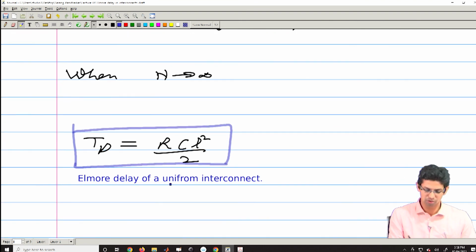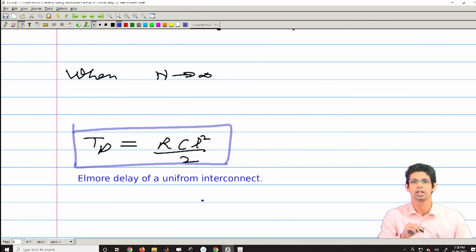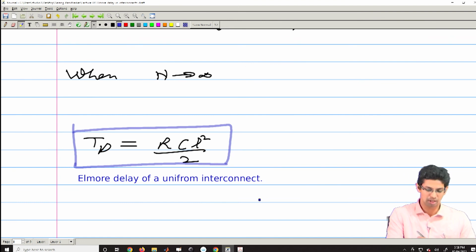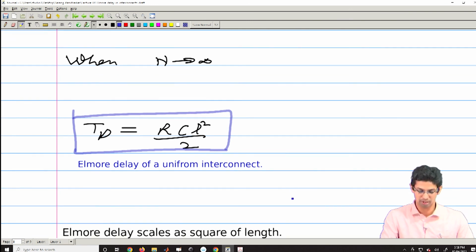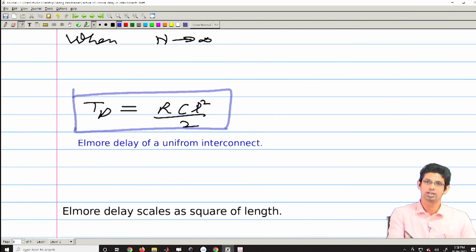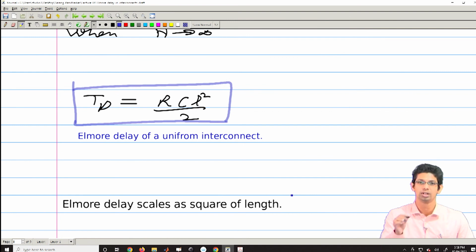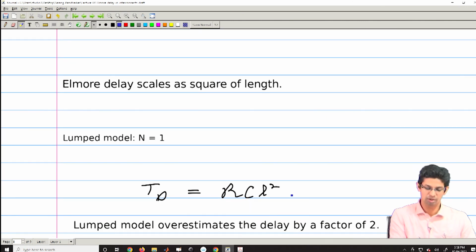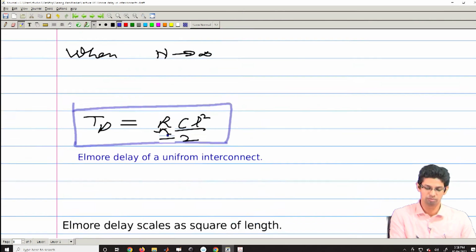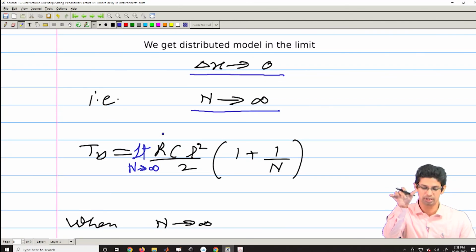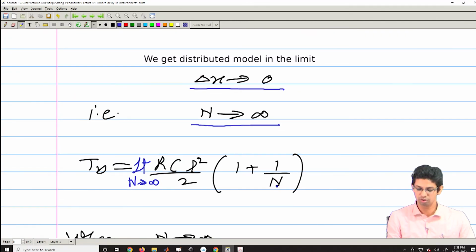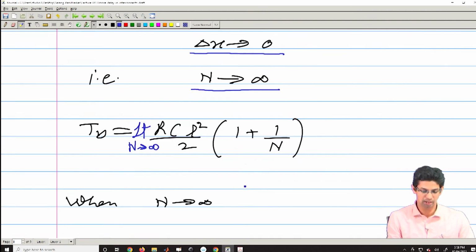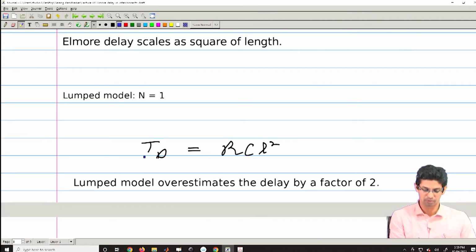So, this is for a uniform interconnect. For a uniform interconnect with resistance per unit length and capacitance per unit length given by R and C respectively, the Elmore delay is given by R C L square by 2. You can see here this Elmore delay scales with the square of length. For the lumped model which we had seen, your n will be equal to 1, so there is only one segment in that case. If I substitute n is equal to 1 here, my delay would be coming to be this case.